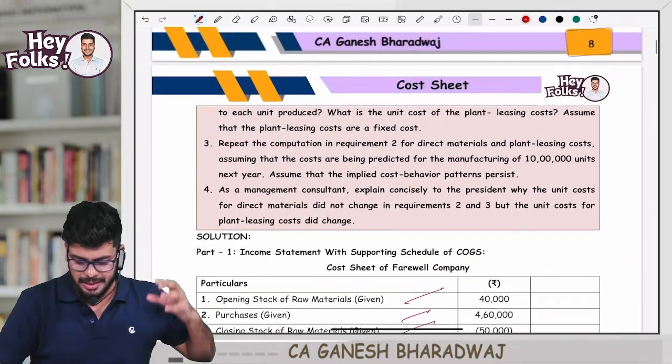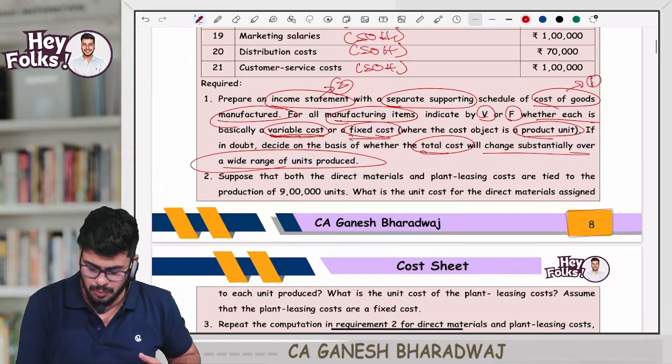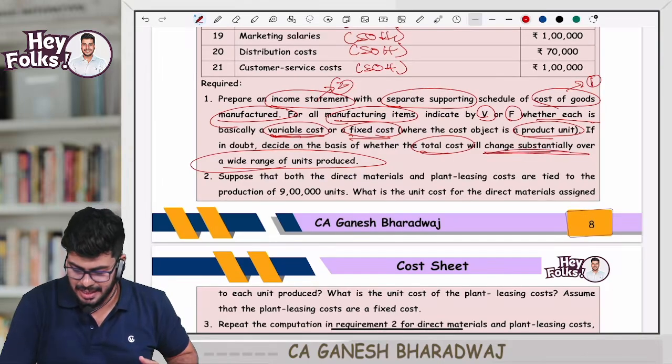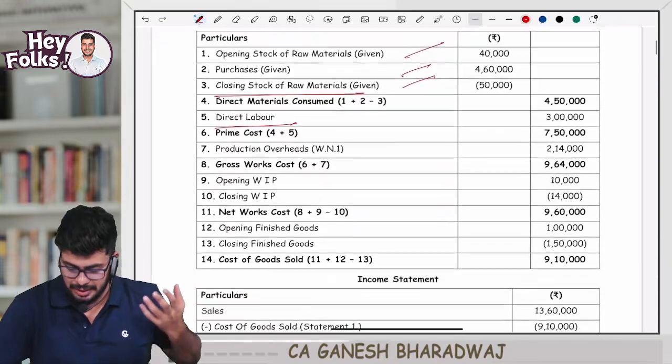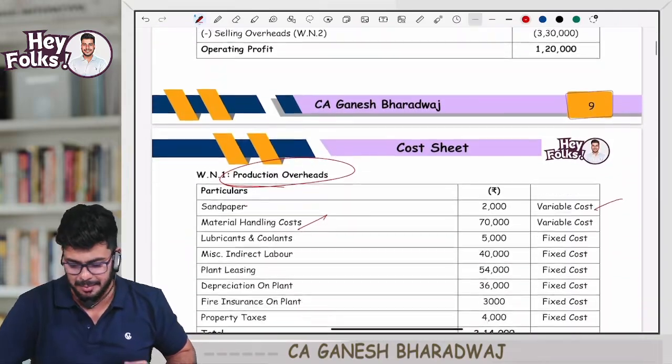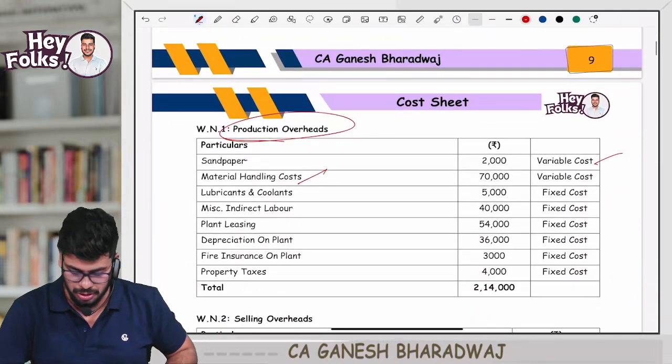In this question, the requirement is clear. If it increases overall, you classify it as variable. They're saying if it substantially changes, then you put it as variable. Guys, clear with this? For that reason, we are going to put it as variable. As simple as that. But ideally speaking, it's a semi-variable cost only.